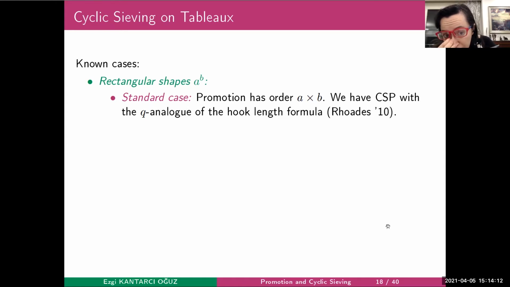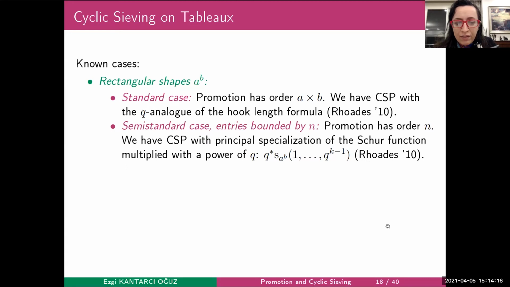And then he looks at the semi-standard case. So let's say we are using fillings and we are bounding entries by n, and in that case, promotion has order n. This is quite interesting. It turns out the order of promotion does not depend on the shape we are looking at. It depends on the alphabet we are using.